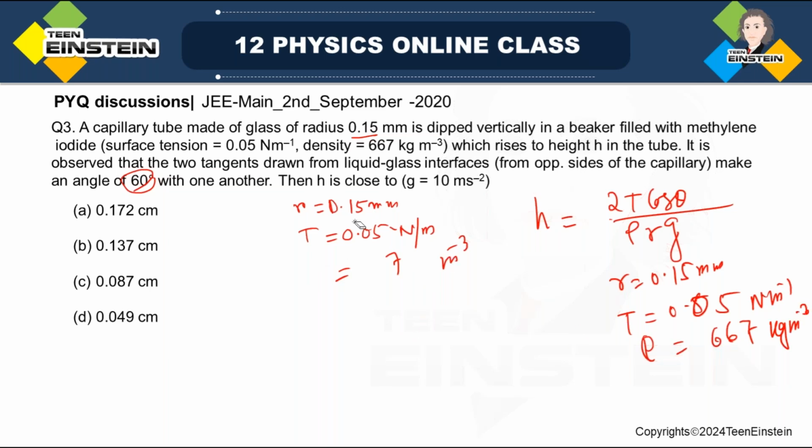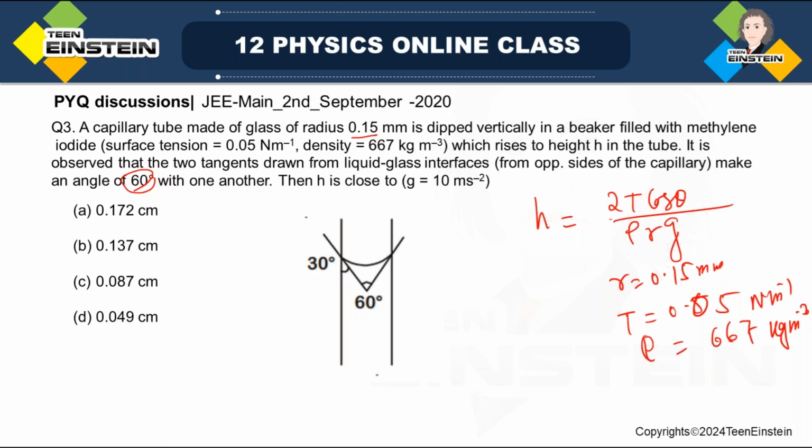Okay, look here, what is given in this problem. Just a small trick. The question is: given the two tangents drawn from the liquid glass interface. See, this is the liquid glass interface, so the tangent will always be drawn toward the liquid.